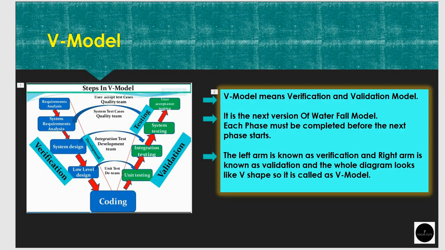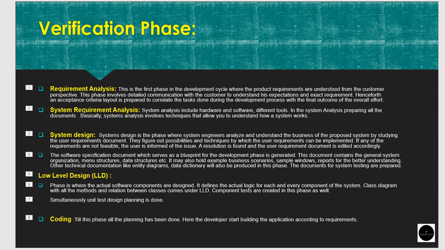So starting with V model. V model means verification and validation model. It is the next version of waterfall model. Here each phase must be completed before the next phase starts. So as in the diagram you can see the left arm is known as verification and right arm is known as validation. And the whole diagram looks like a V shape and hence the name has been given as V model.